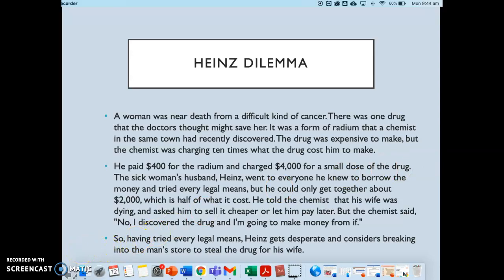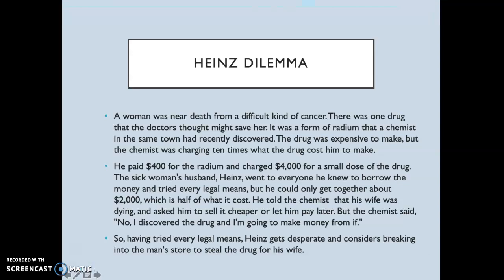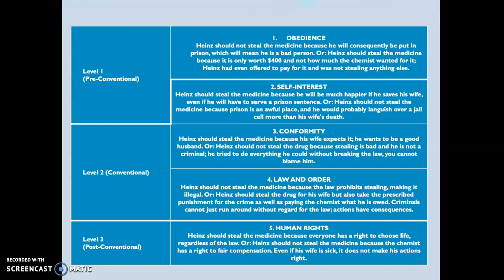Okay, hopefully you've really thought about what you would do. Would you let the woman die? Would you steal the medicine? Would you tell anybody if you stole it? And what we can do then is look at where you sit on Kohlberg's scale, depending on what your response would be. So here are the levels: pre-conventional, conventional, post-conventional, and all the different answers that people tend to come up with for this dilemma.